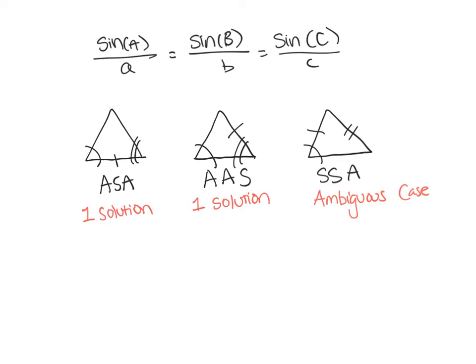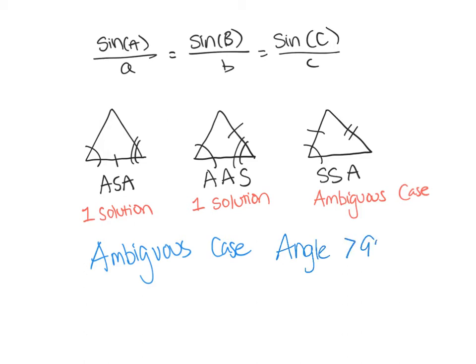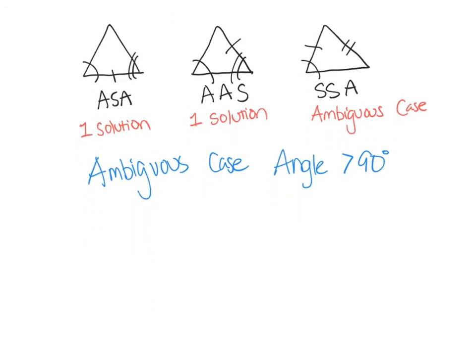So the first scenario of dealing with the ambiguous case, and I'll write that here, is when the one angle given is greater than 90 degrees. So for the ambiguous case, when the angle is greater than 90 degrees, there's two different situations that happen. So let's go over those.